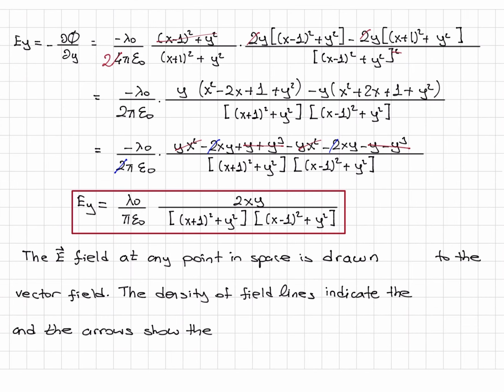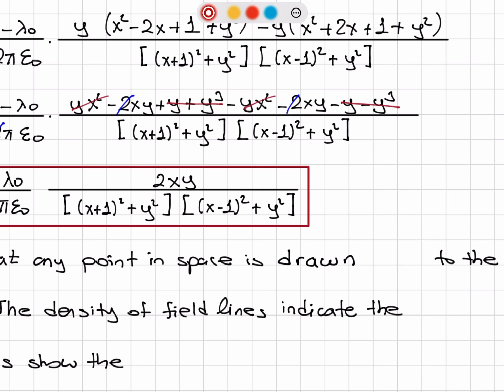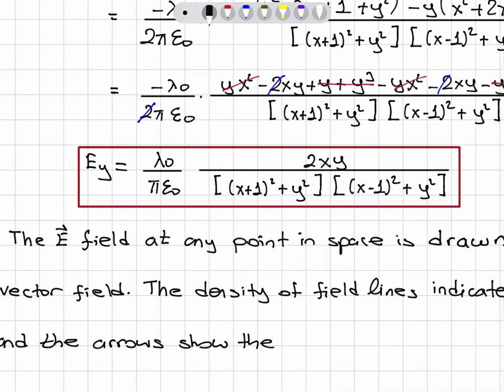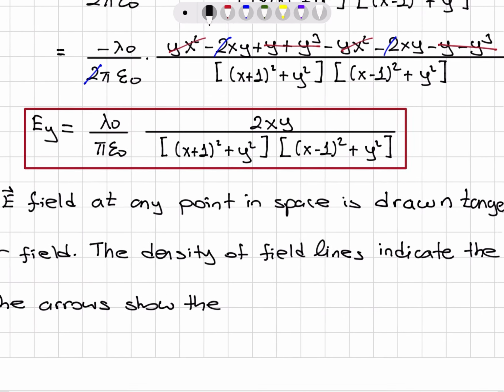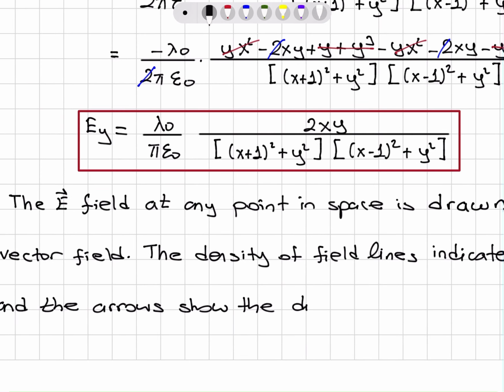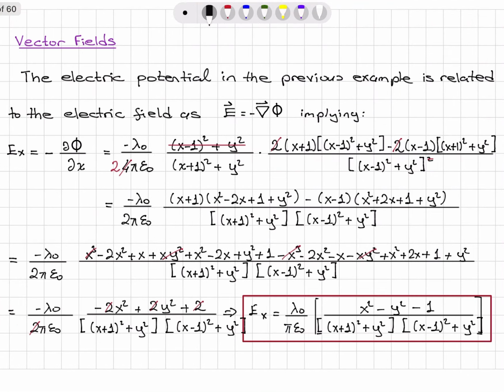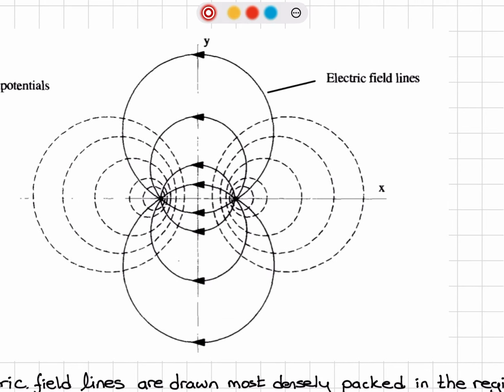So once we have the x component and y components, we can plot the electric field at any point. It is drawn as being tangent to the vector field, and the density of field lines will indicate the magnitude of the field, and the arrows will show the direction of the field. So looking back on our drawing here, if these were the drawings of the scalar potential phi, and now using electric field is equal to minus gradient of phi, we find these electric field lines, and the density gets higher close to the lines of uniform charge.